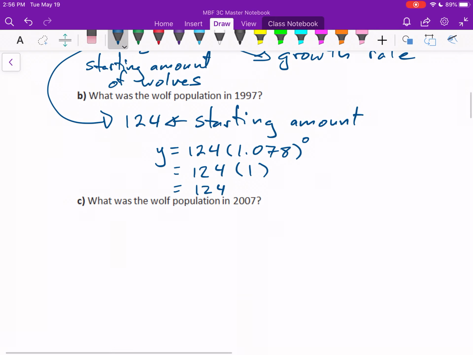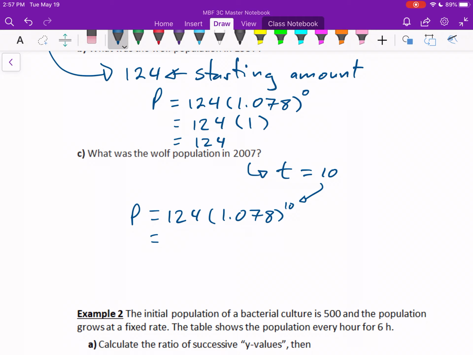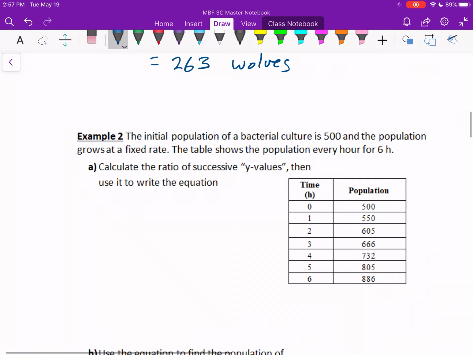What was the wolf population in 2007? Well, now 10 years have gone past, so that means that t equals 10. And I guess I shouldn't have used y up above, I should have used p, shouldn't I? So p equals 124 times 1.078 to the exponent 10. And when I put that in my calculator, it works out to be approximately 263 wolves. So you can see that the population of wolves has gone from 124 in 1997 to 263 in 2007. So that's growth, and that's the idea behind this.